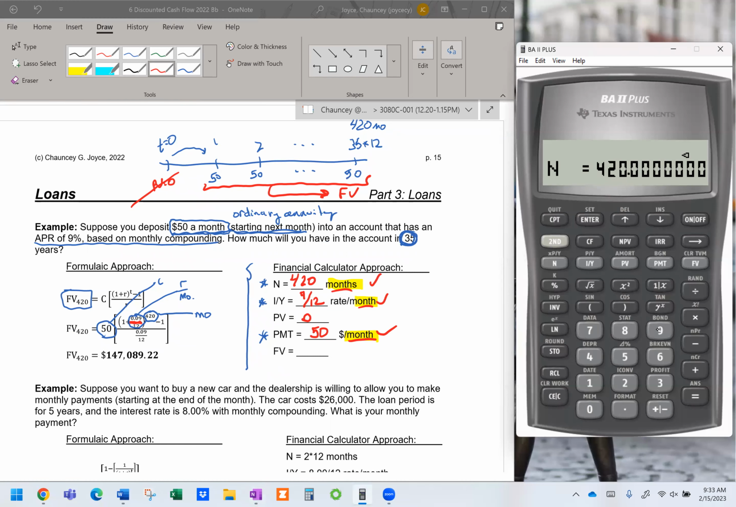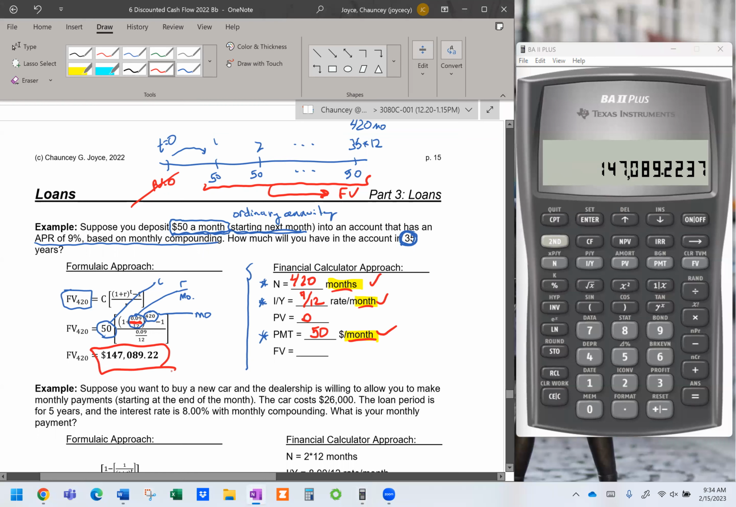420 N, 9 divided by 12. Make sure you press equals here. It is 0.75. 0 is our PV, 50 is our payment. And then at the top here, we press compute for the one we didn't fill out. And that's our future value. So we can ignore this negative now. Had you set the payments equal to negative, the future value would have come out positive.